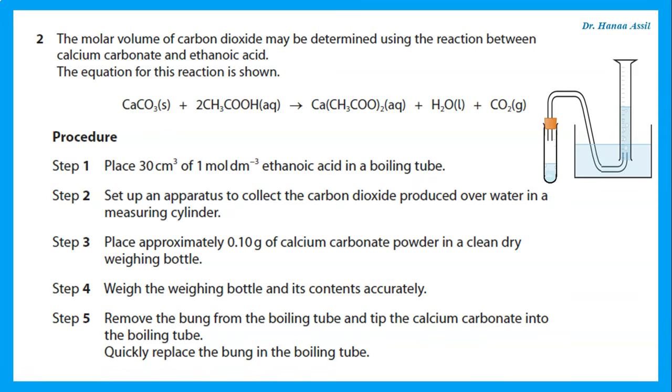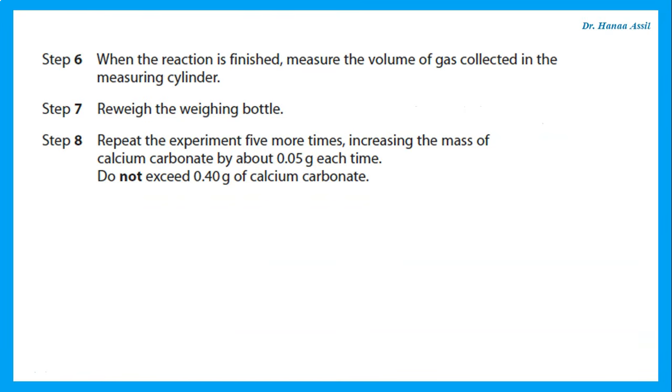So, after setting up this setup, he says place approximately 0.1 gram of calcium carbonate powder in a clean, dry weighing tube. Weigh the weighing bottle and its contents accurately. Remove the bung from the boiling tube, tip the calcium carbonate into the boiling tube, quickly replace the bung and collect the gas.